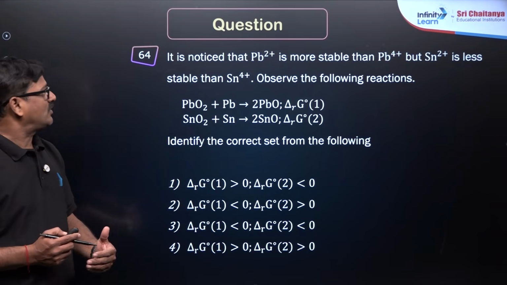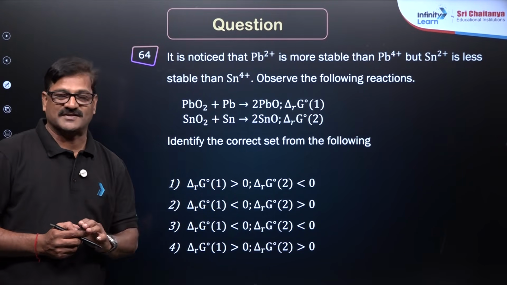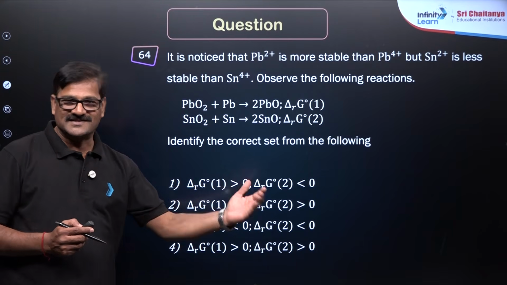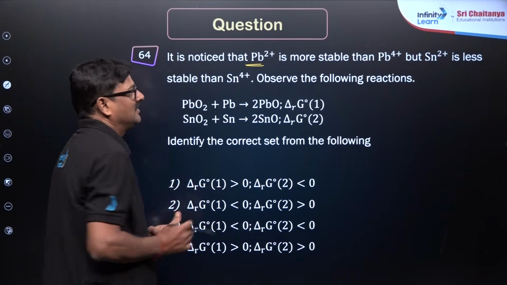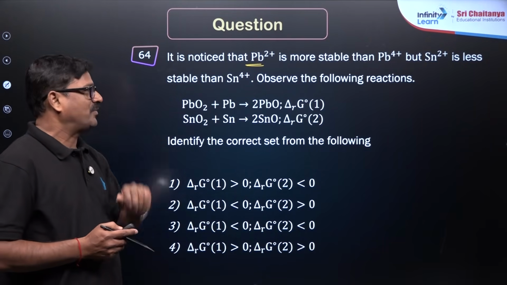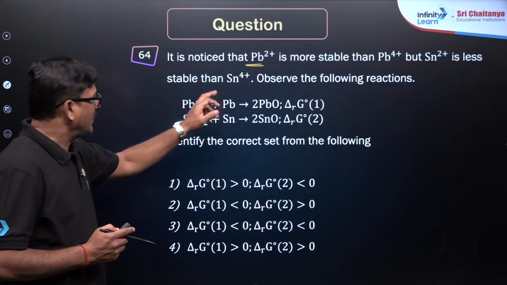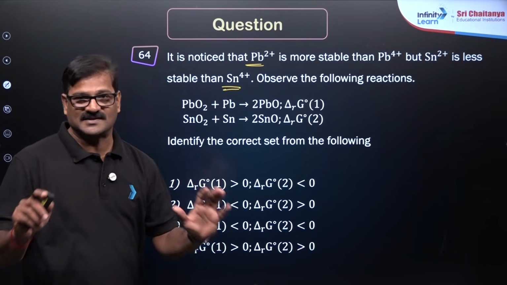Moving ahead, one more question. It is noticed that Pb2+ is more stable than Pb4+. The key is given in the question itself: due to the inert pair effect. But Sn2+ is less stable than Sn4+, so Sn4+ is more stable. So observe the following, the question key is given.